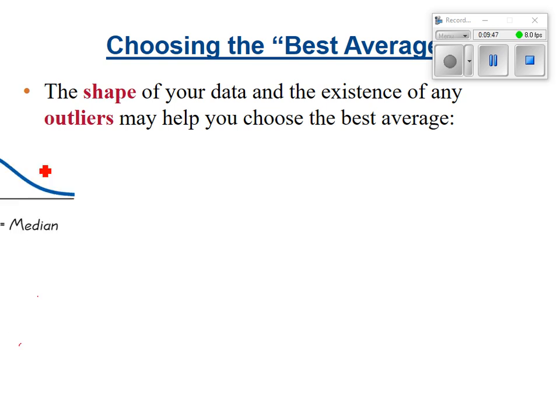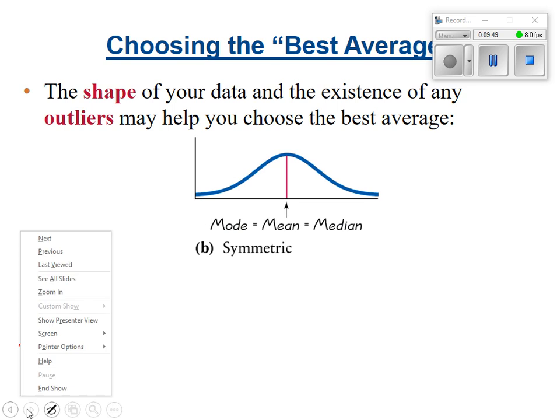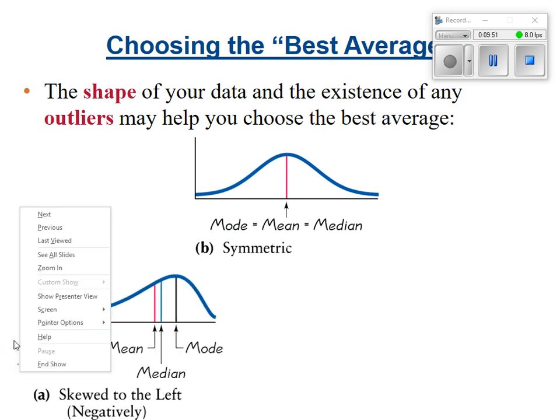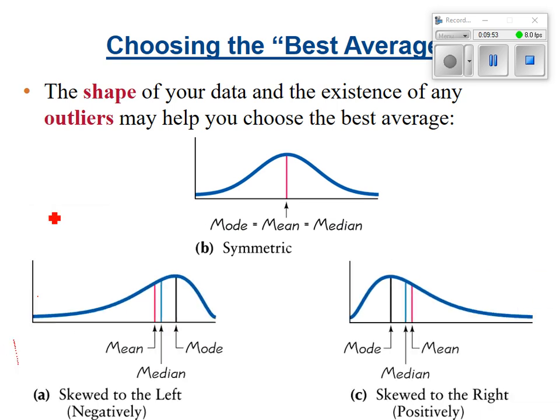I think we're getting close, aren't we? We have these. Yes. So again, symmetric, and I'm gonna add one to this so that we can just put it on here. Symmetric looks like this. With symmetric, the mean, median, and mode are all right there at one location. They're all the same thing.